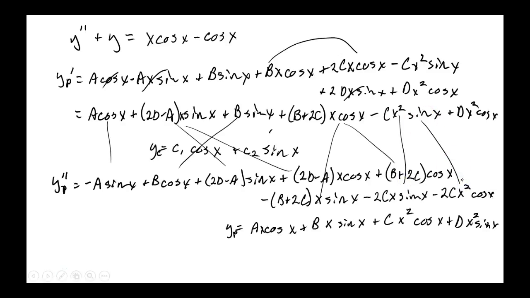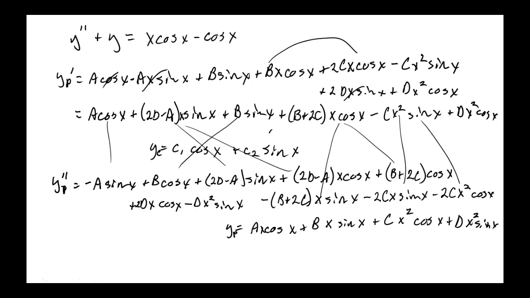Now, I didn't allow enough room, so I'm going to go back in front here and do the first term here, plus 2dx cosine x. Have to wait till it catches up. Minus dx squared sine x. Okay.